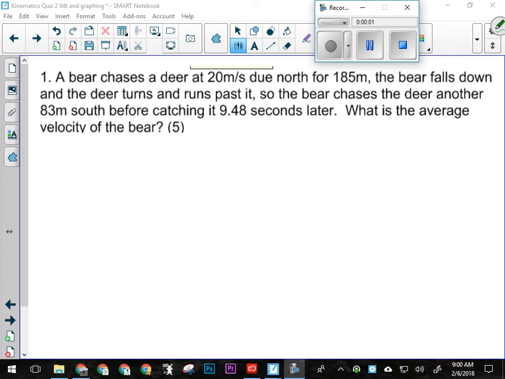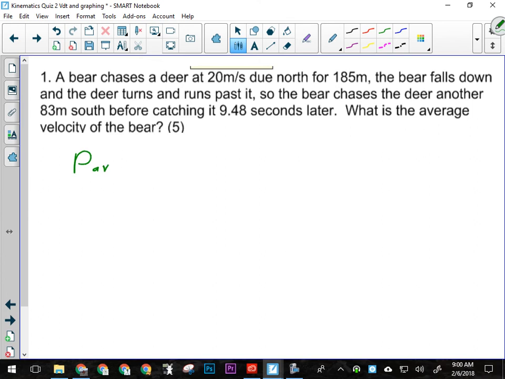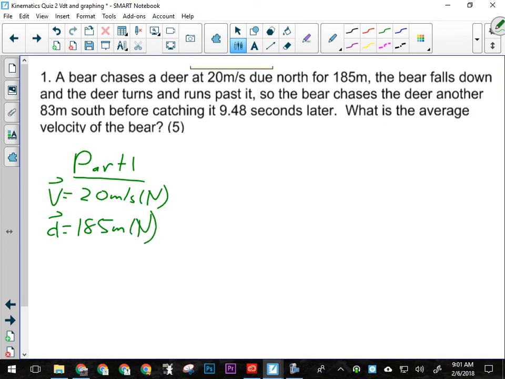So to start out with this trip with the bear chasing the deer, we want to break it up into its individual parts first. They told us that in the first part of this chase, the bear is chasing the deer at 20 meters per second north, and direction's important here, for 185 meters. So that's what we know for part one.